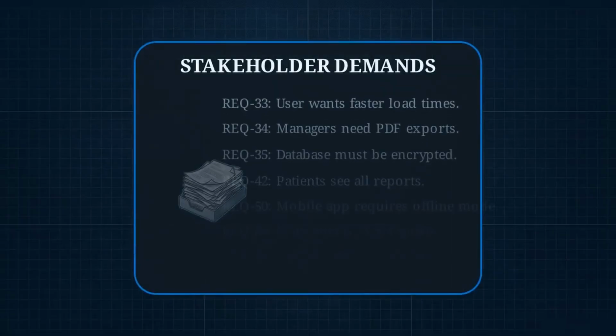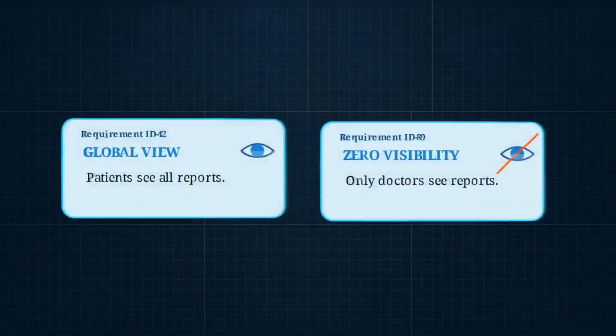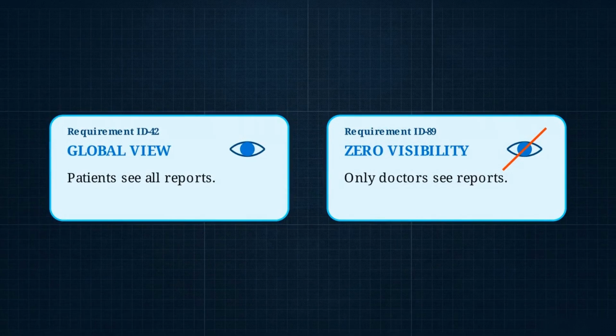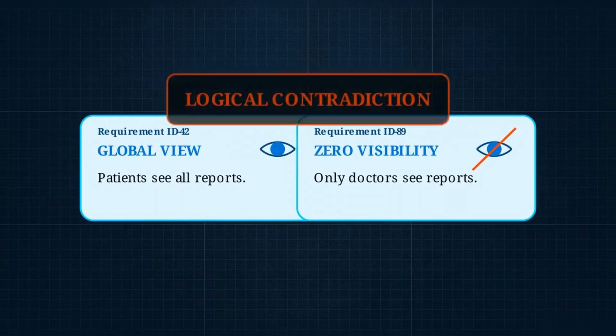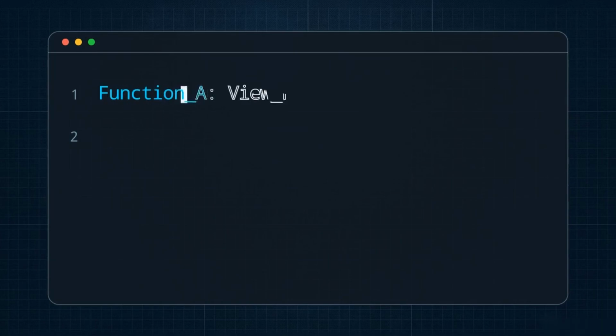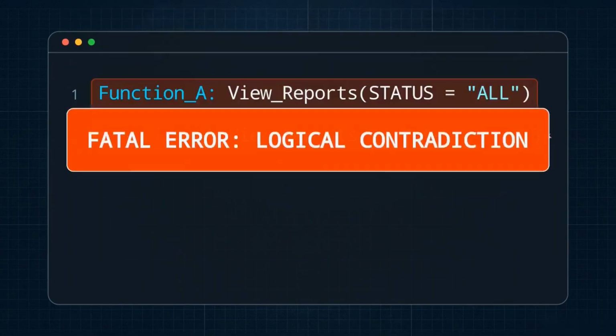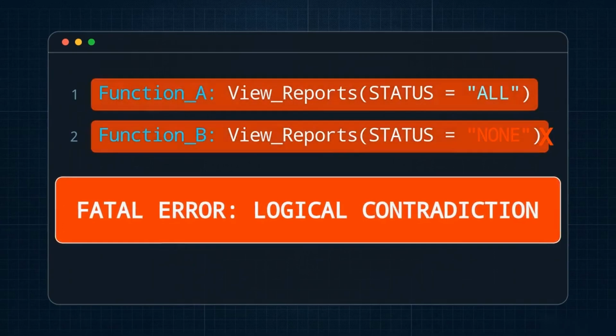Look at this diagram of system requirements collected during stakeholder interviews. We have hundreds of raw demands, and right away there are logical contradictions, like one rule stating patients see all reports, while another states patients see none. If developers start writing code based on this unprocessed list, the software will fail. You cannot program a feature when the instructions tell you to execute two mutually exclusive actions.